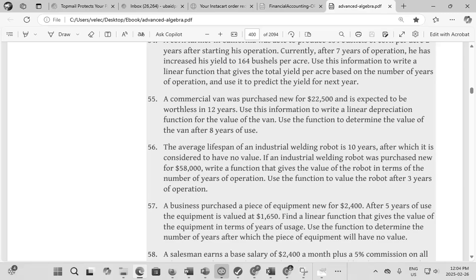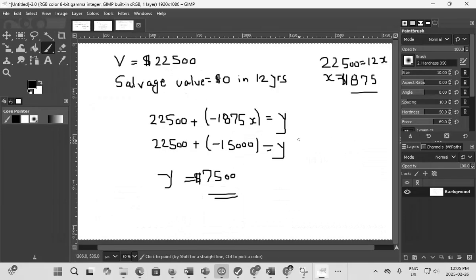So again, we have an example relevant to depreciation expense. 10 years is your average lifespan, which means 58,000 divided by 10. The depreciation expense is 5,800 every year. So 5,800 times x, where x represents number of years, will give you your overall depreciation. So 58,000 minus 5,800x equals y. That's your equation.